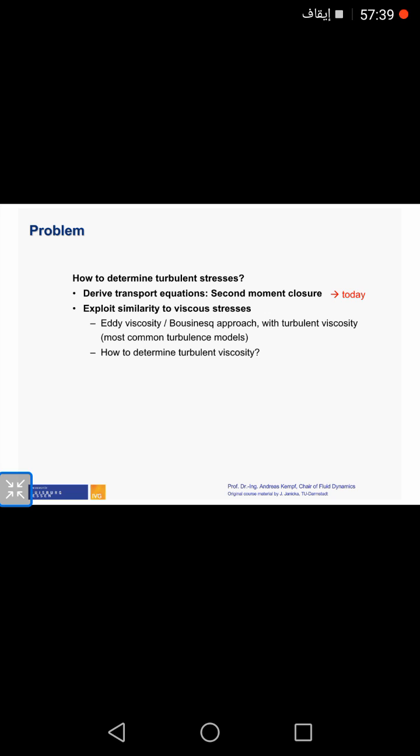So, how to determine the turbulent stresses? There are two ways. The one way is to derive a transport equation for the turbulent stresses. The other way is to exploit the similarity to the viscous stresses.